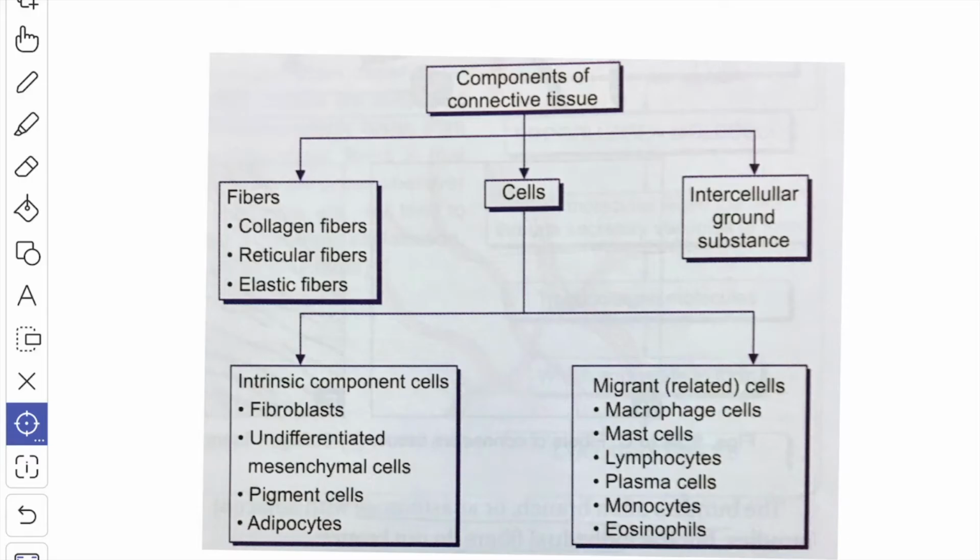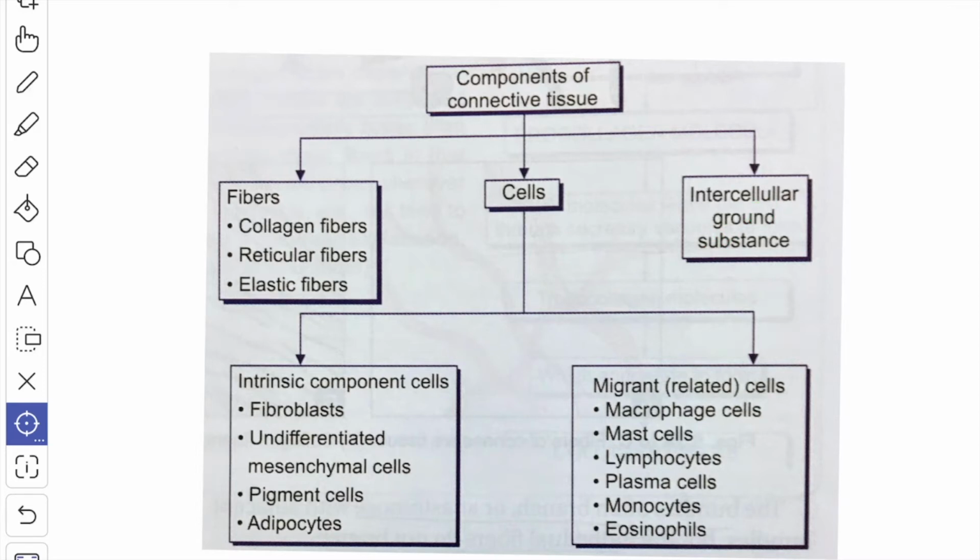In this video, we'll study the histology of the general connective tissue. What is connective tissue? It is a term applied to a tissue that fills the interstices between more specialized elements. Next, we'll see the components of the connective tissue. The three main components are, first, the cells, then the fibers, and the third one is the intercellular ground substance.